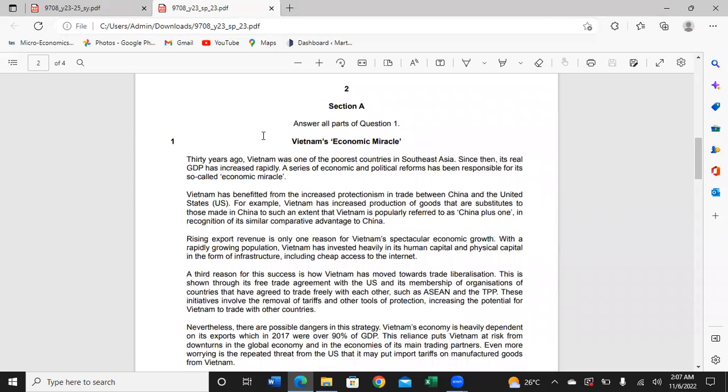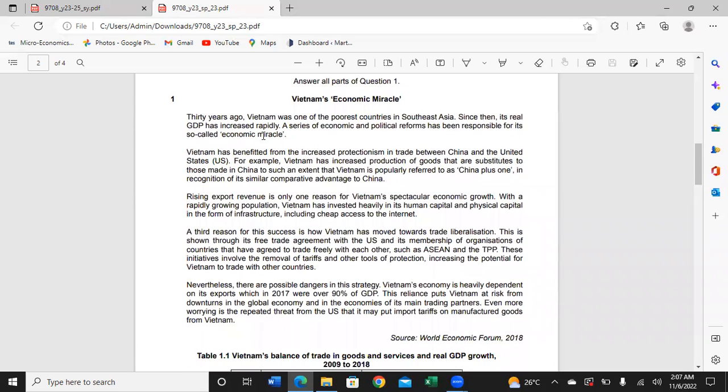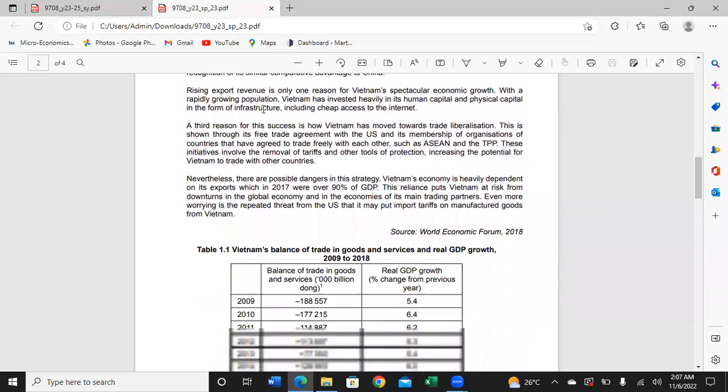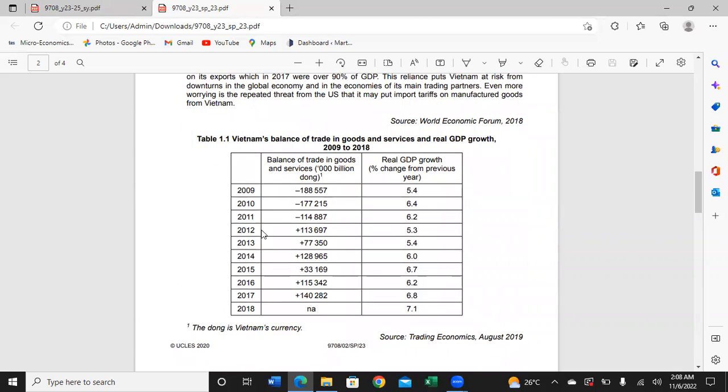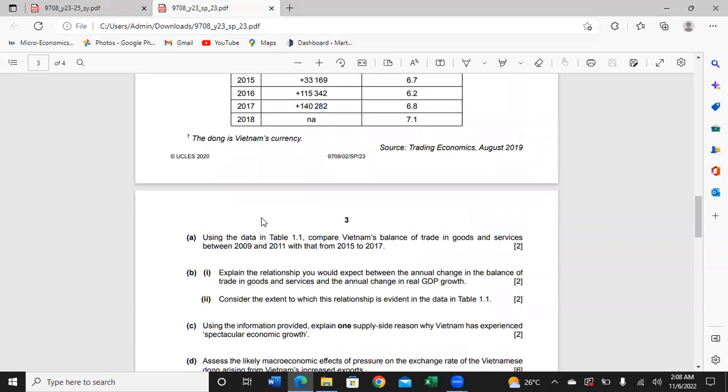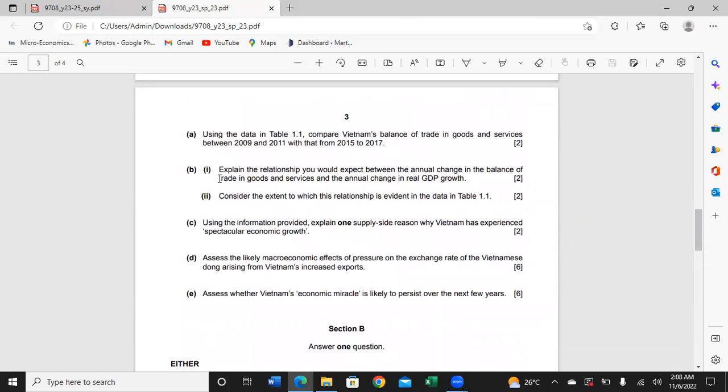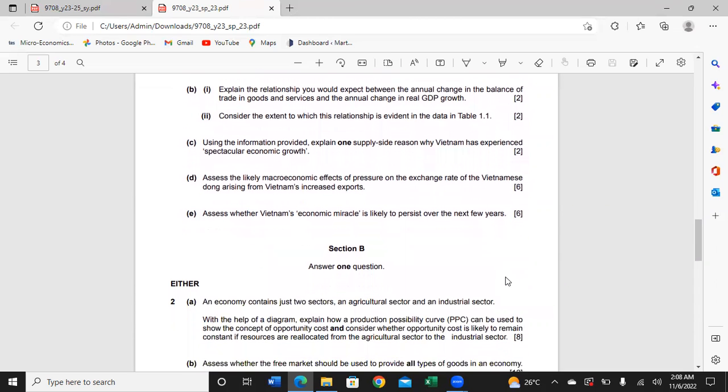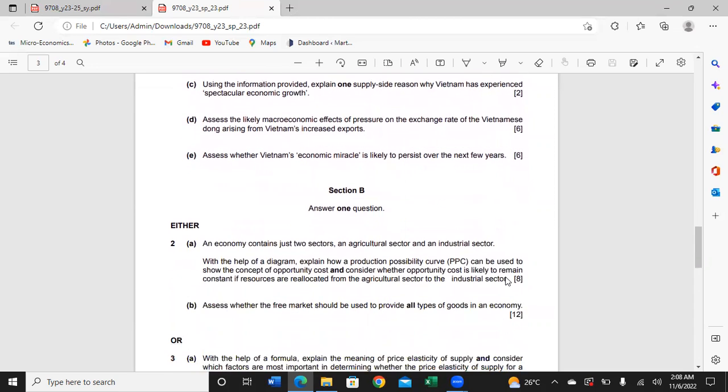So this is section A, where data is given to you, like Vietnam's economic miracle. There is one tabular data as well. And now there are the questions. The 20 marks are divided into 5 or 6 parts: 2 marks, 2 marks, 2 marks, and then 2, 6 and 6. So the first 4 parts have 8 marks and the remaining 2 have 12 marks. In this data question, that's very important, you have to answer accurately.